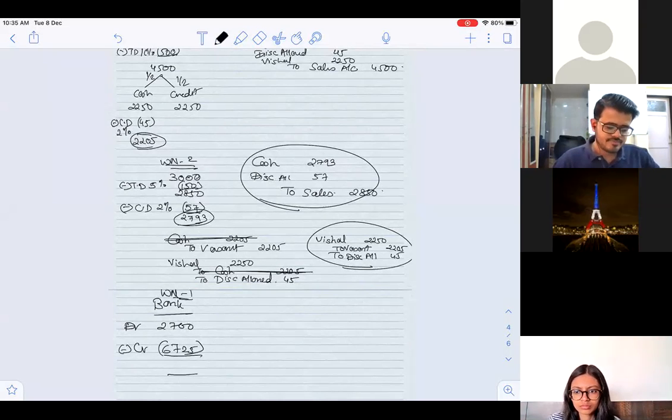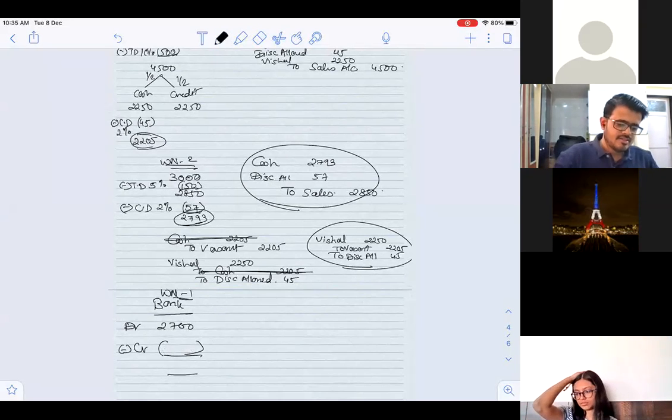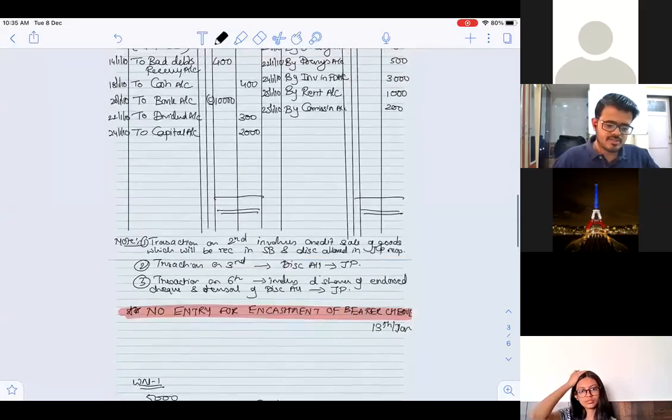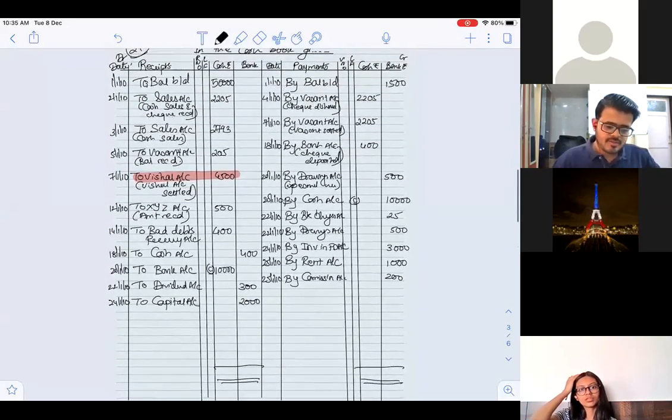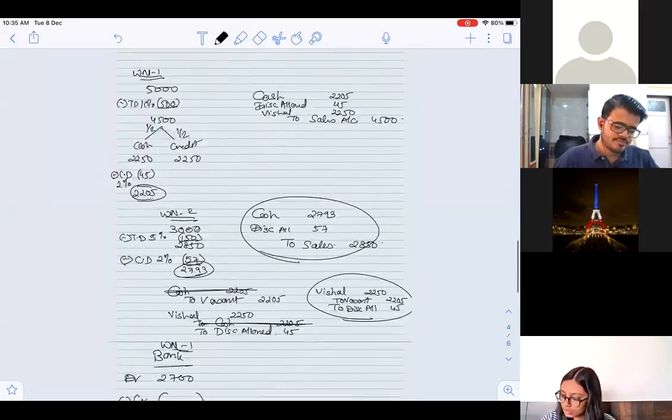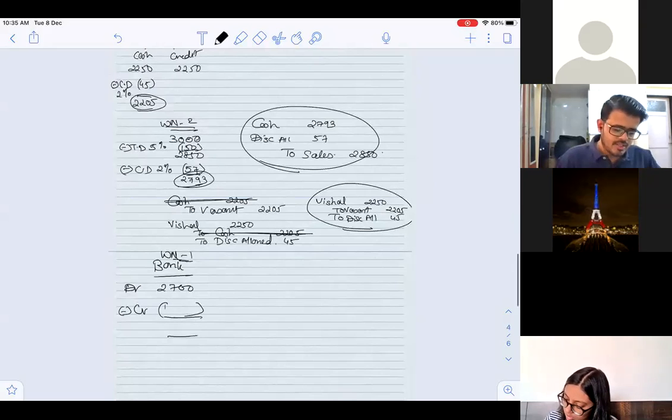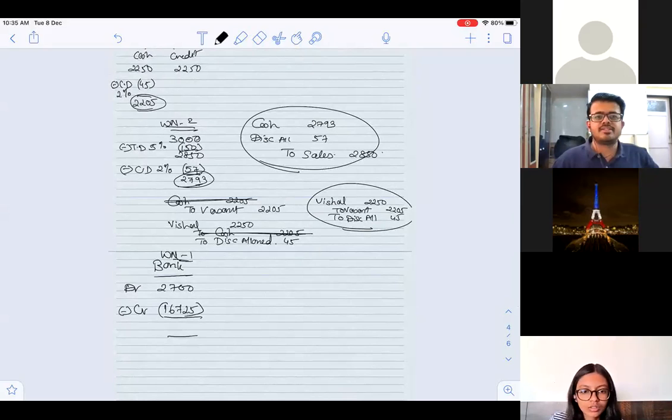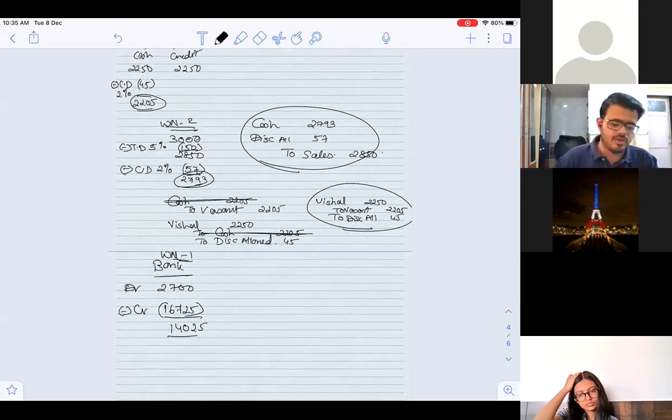Sir, it will be 16725 ना क्योंकि 10,000 ना. 10,000 is also there. अरे check करो बराबर. So 16,725 because there is 10,000 also. 2,700 minus 16,725 comes to how much? 14,025. 14,025 is positive or negative? Is it normal or overdraft? Negative. Overdraft.